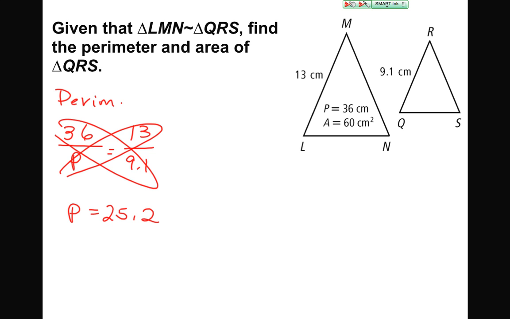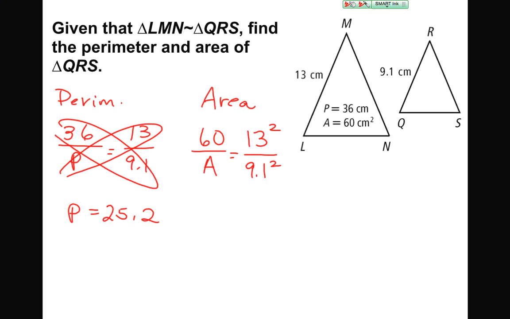Now when we do area, it's not quite the same thing. Area of the first one I know, 60, area of the second one I don't know. What ratio should that be in? Is it the same as the ratio of the sides? No, it needs to be the ratio of the sides squared. So set it equal to 13 squared over 9.1 squared. You need to square the ratio if it's the area you're working on.